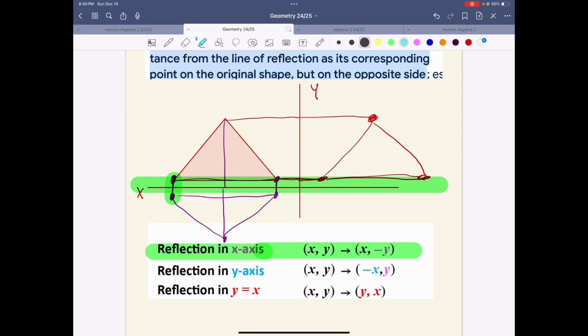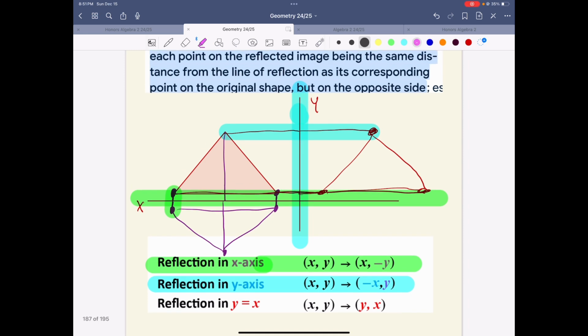If we're reflecting across the y-axis, that's this blue line right here, then if our original is (x, y), our reflection is (negative x, y). And again, I think you can kind of see that. That's this part right here. Our x value is going from, in this case, negative to positive, and our y value, up and down, is staying exactly the same. And then the last one is this pink one. I highlighted it in pink and erased it already, but it was this blue line that I had earlier right there.